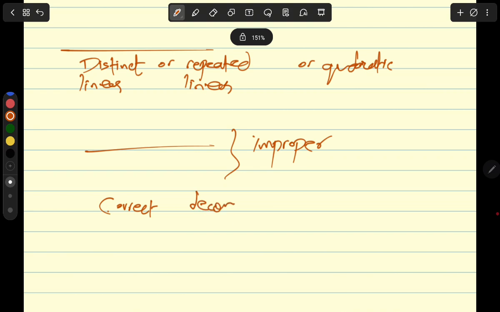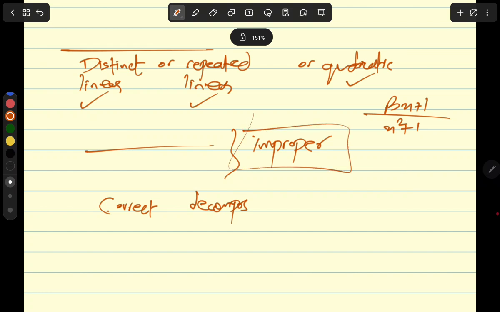So we have done quite a few of them. We did one for distinct linear, we did one for repeated linear, we did one for quadratic factors in the denominator, which was bx plus c upon x square plus 1, for example, because if it is x square minus 1, then I would just split it into x plus 1 and x minus 1. And for improper, we have to first perform the long division, get a constant out or get a remainder out, and then convert it into a proper one, and then you break it into partial fractions.